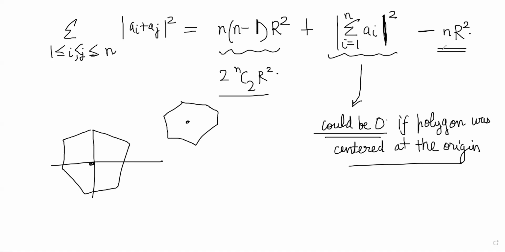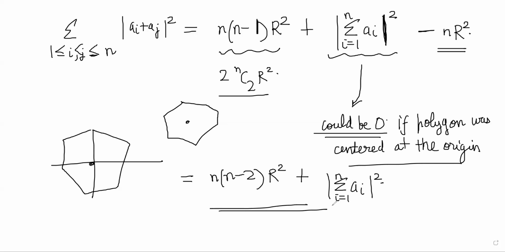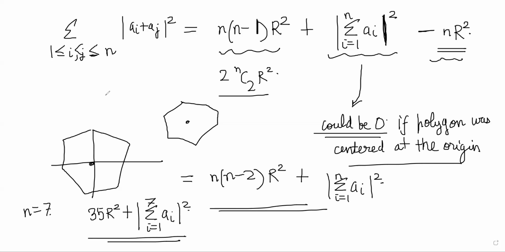Now notice that this minus r square can be subtracted from here, and you'll get n into n minus 2 times r square plus summation of i goes from 1 to n of a_i whole square, right? This is what we are getting after subtracting this from here. And in this particular problem, n is equal to 7. So therefore, we are getting 7 into 5, 35 r square plus summation of i goes from 1 to 7 of a_i mod square, right? So our required sum is greater than or equal to 35 r square for sure, because this thing could be 0, but if it is not 0, it is positive, right? So the minimum value for our summation is equal to 35 r square.